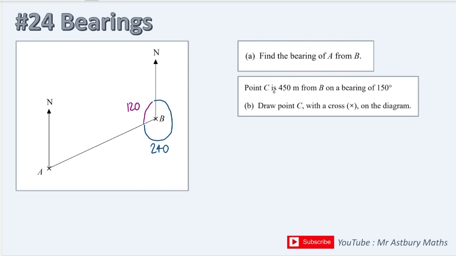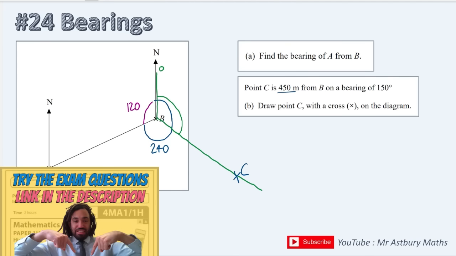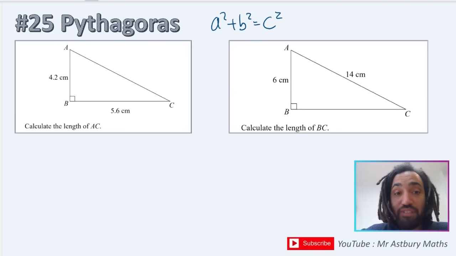Now we're asked to plot point C, 450 meters on a bearing of 150. So I'll put my protractor up along the north line so that zero is north. I would then measure an angle around of 150, which would be roughly to there. And then I would draw a line through that angle down like this. I would then use the scale to measure however far 450 meters was, and then I would come to my point C right here, and I'll be done. And that's bearings done.